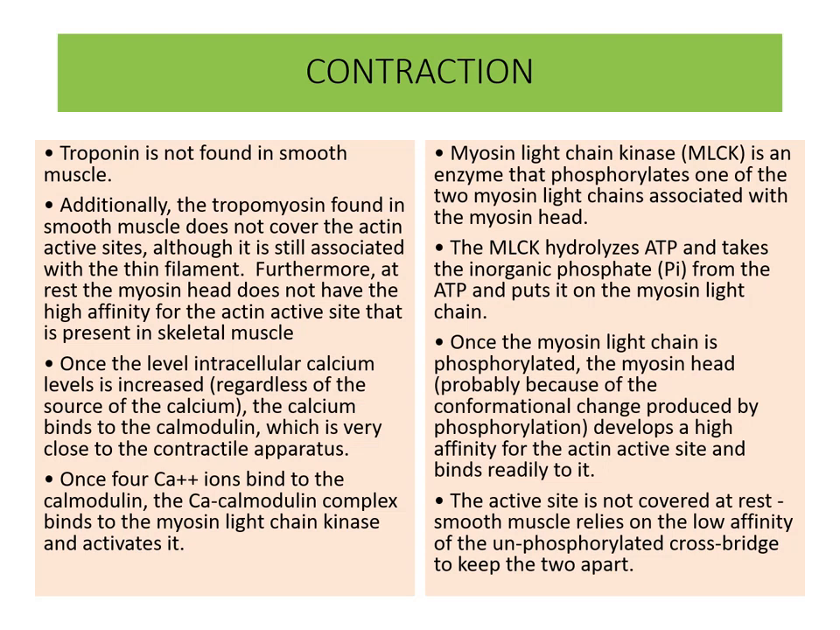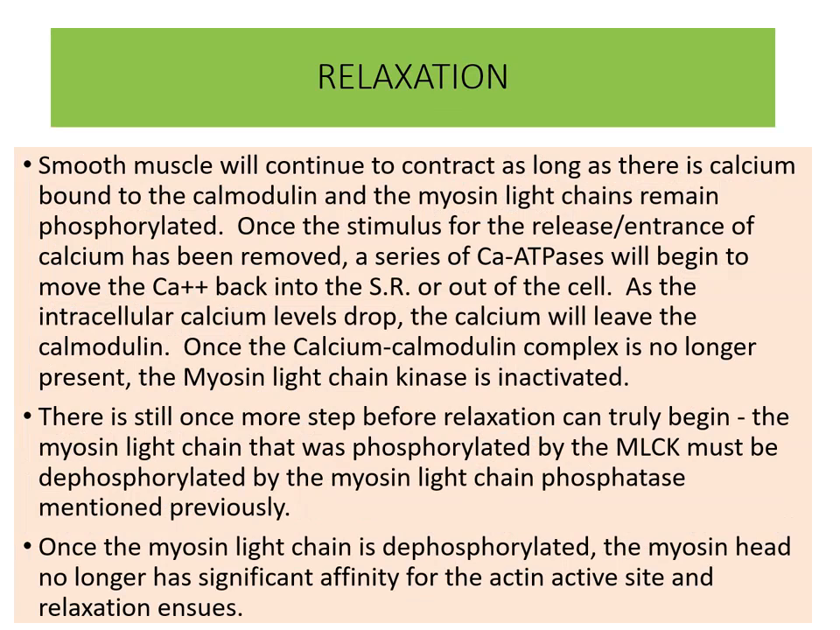So basically the contraction in the case of smooth muscle is activated with the help of two important enzymes. One is the MLCK, that is the myosin light chain kinase, and second is the myosin light chain phosphatase. So the relaxation is with the help of phosphatase, and the contraction is with the help of the kinase enzyme. So the enzyme plays an important role in the contraction of the smooth muscles, and the relaxation is with the help of the myosin light chain phosphatase.